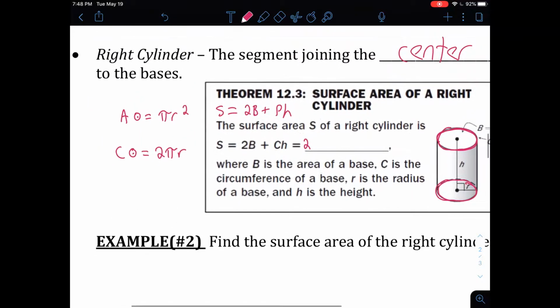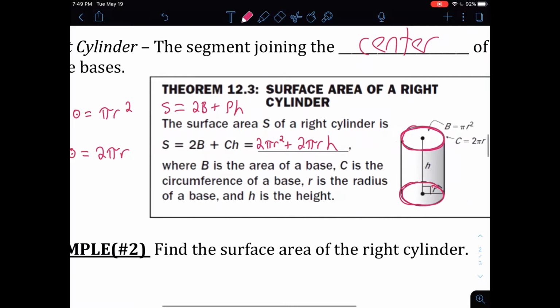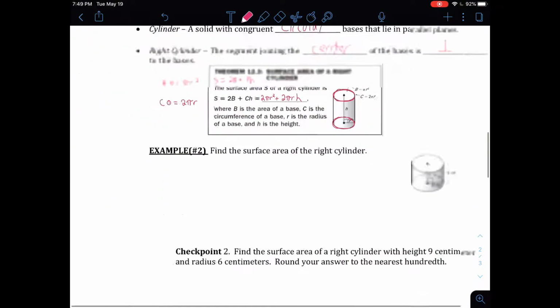So now we're going to plug into that formula. The surface area is 2 pi r squared, where this replaces the B, plus the circumference, which is 2 pi r, times the height. This is the formula I'd probably use for the surface area of a right cylinder. The same principles as before: we need the area of the 2 bases and the area of the sides, we just have special formulas for circles to use.